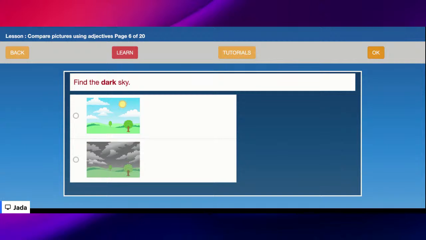First or second one? Okay, the second one. So the second one is the dark sky. All right.